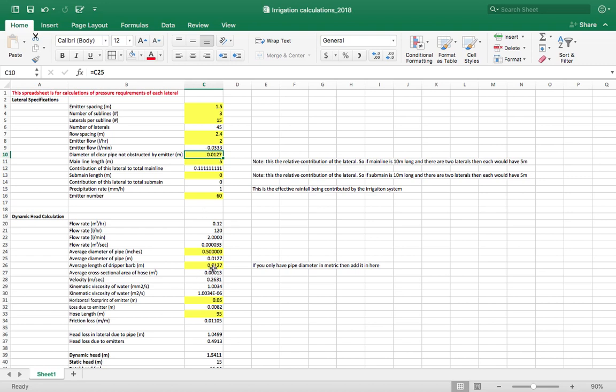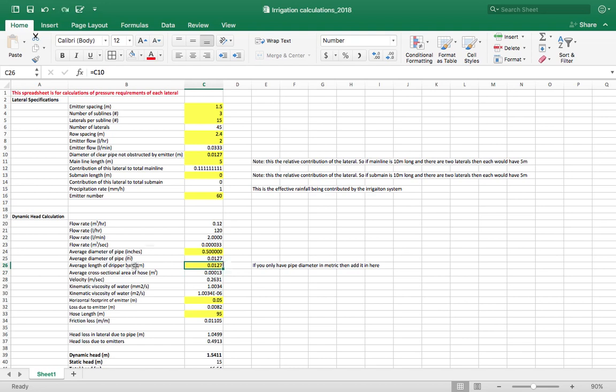In this case, these emitters are flush against the pipe, so there's no barb in there, so I've just made it the same as the diameter of the pipe itself. So the diameter of the pipe itself is there. There should be a 0 there, I think. Oh yeah.